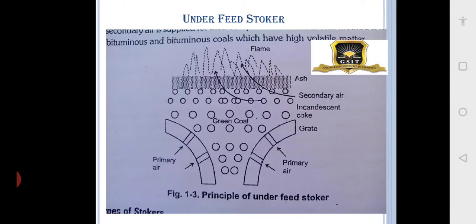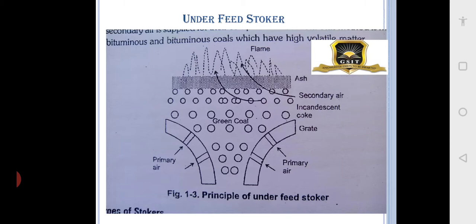There is also something called an underfeed stoker. You have seen that coal lumps are sent from the top, so that was overfeed. If the coal is sent from the bottom, then it becomes an underfeed stoker. You can see here in the underfeed stoker, the primary air is supplied and coal is coming from the bottom. Because coal is coming from the bottom, first you have the green coal, then the vapor is lost, it becomes incandescent coke. Then you have the flame on the top and ash.